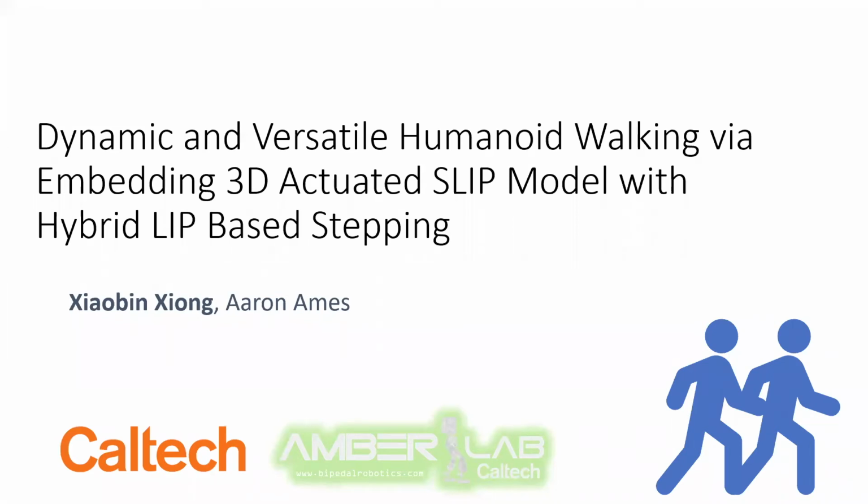In this video, we present the paper Dynamic and Versatile Humanoid Walking via Embedding 3D Actuated SLIP Model with Hybrid LIP-based Stepping, in which we present a computationally efficient approach to realize dynamic walking on humanoids with varying center of mass height through reduced-order models.